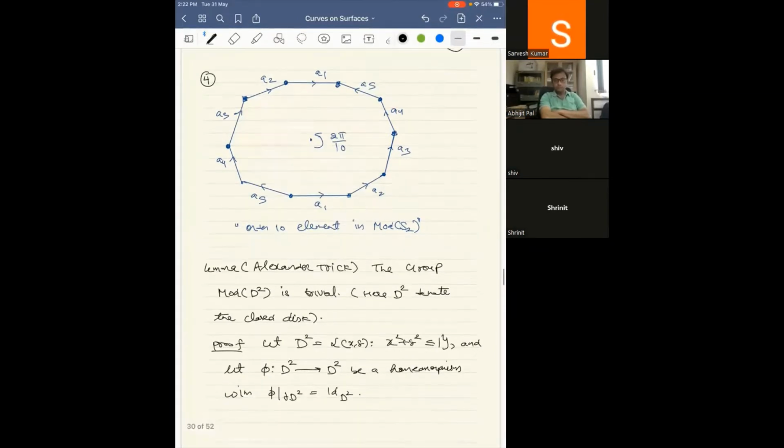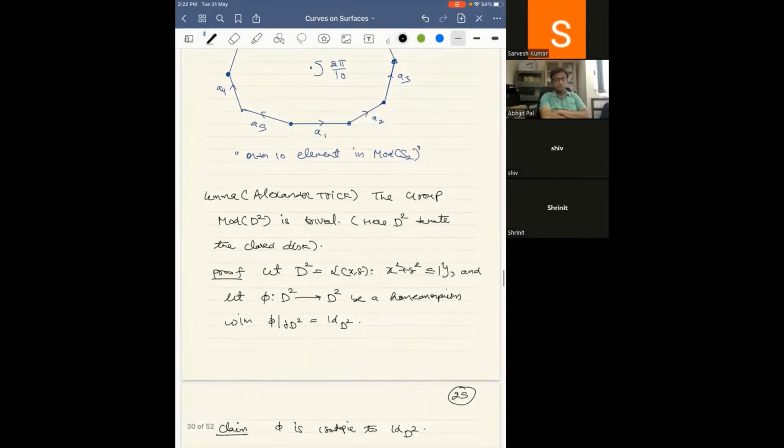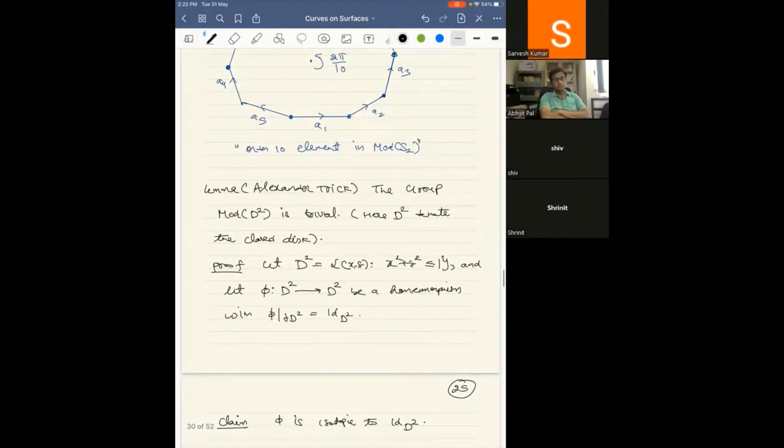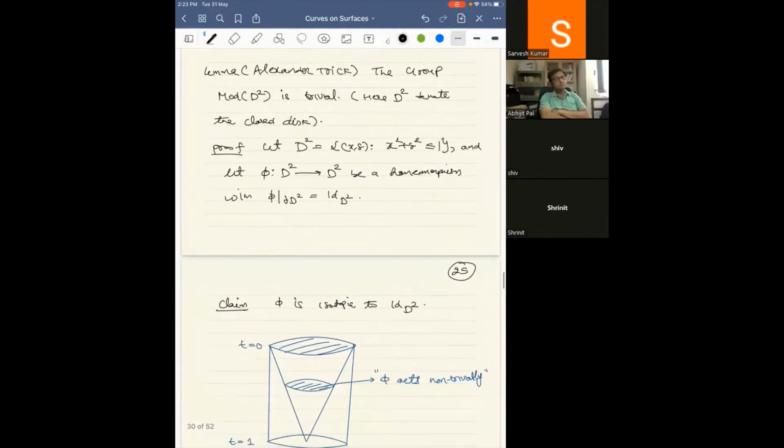So today we will start with this very important result, which is known as the Alexander trick. So what is this result? If you look at the mapping class group of a closed disk, right? So that is trivial, right? So there is no element other than the identity in the mapping class group of a closed disk. So this is a very important result. So how do you prove this?